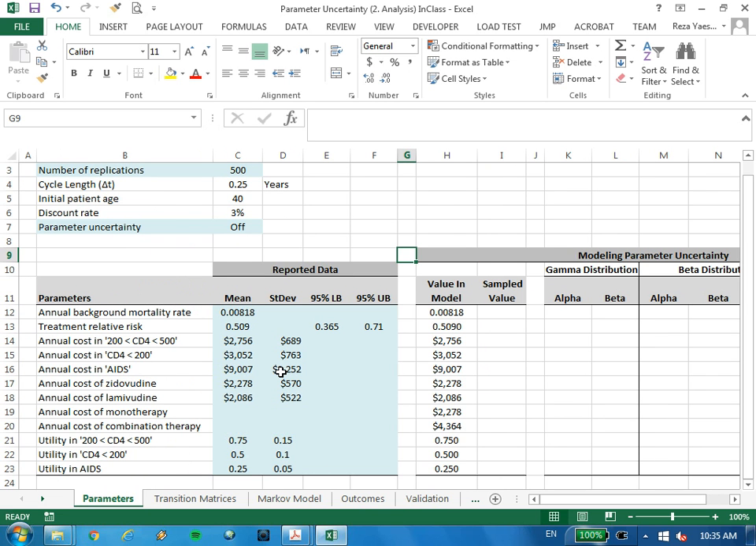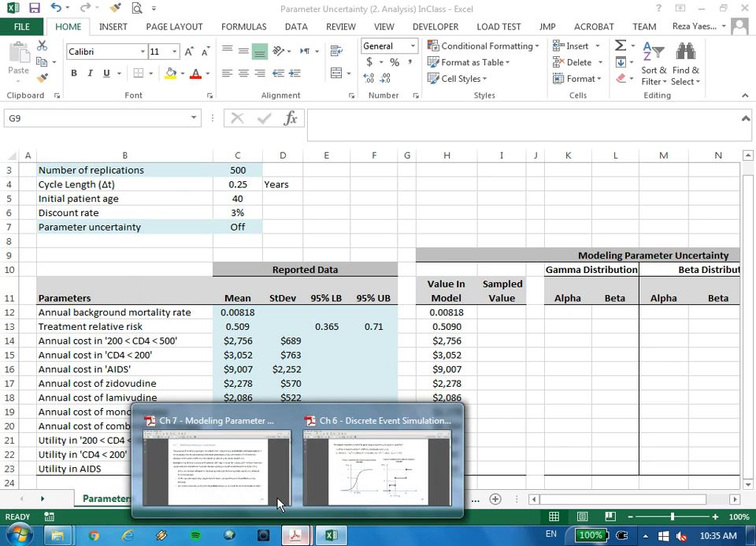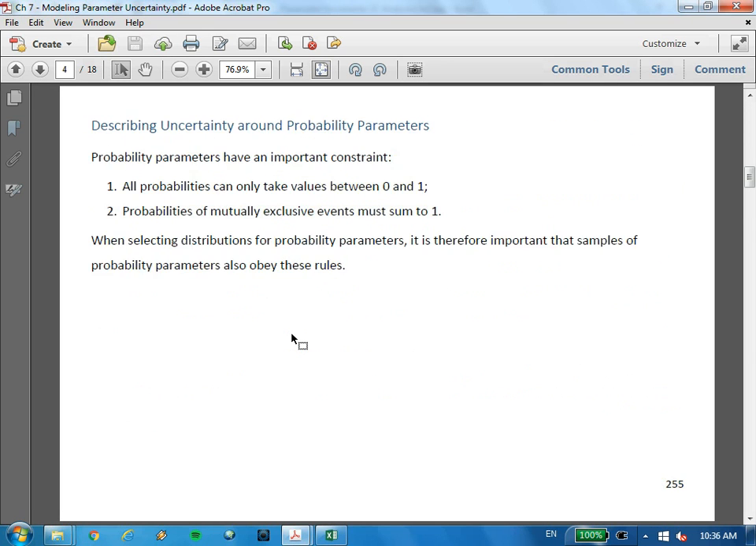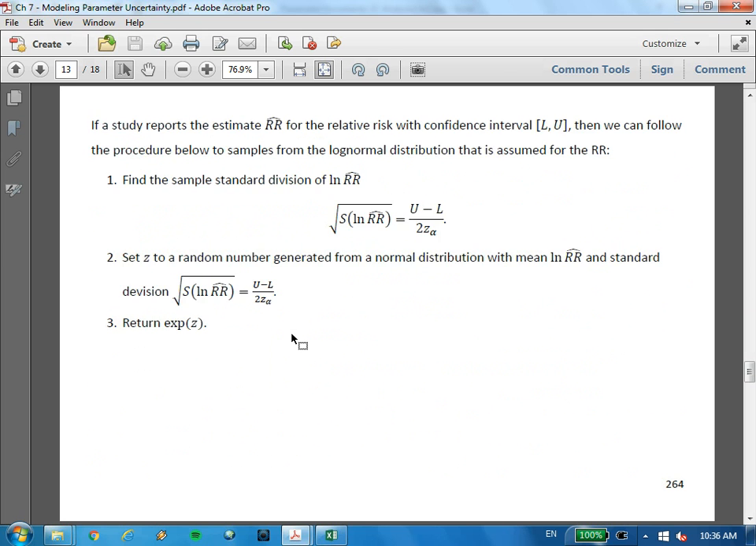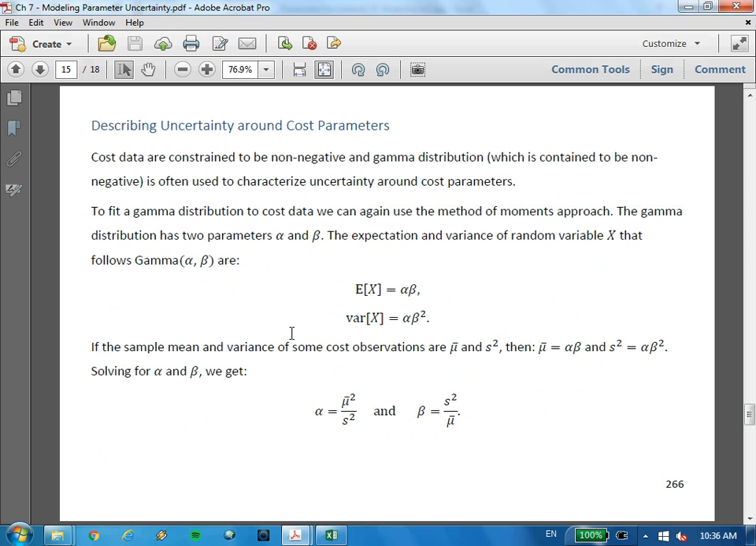Okay, so let's just start with the cost. That's the easiest. Those are the easiest parameters to describe the uncertainty. Okay, for cost parameters, we have one requirement that every sample we generate for cost should be greater than 0. Okay, cost cannot be negative.